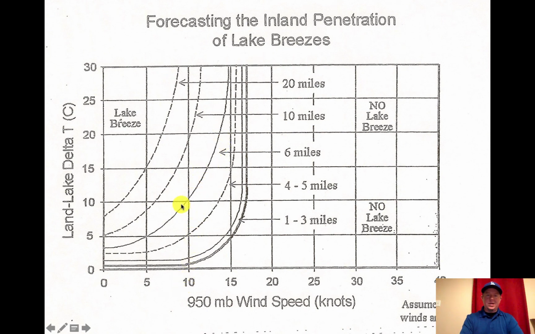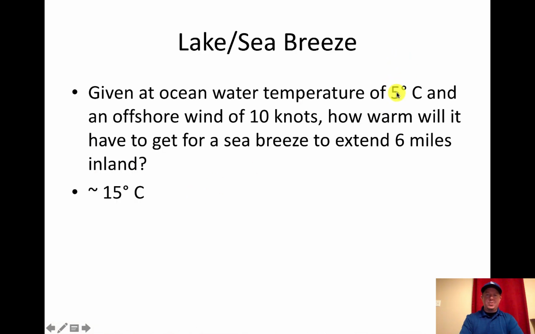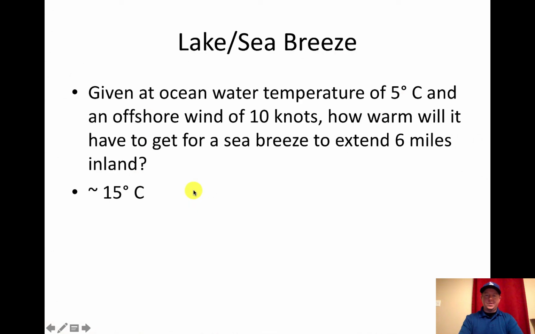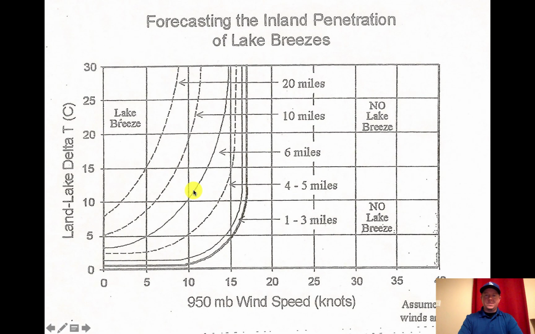So what delta T do you need? Approximately 10, all right? So going back to this, how would you get a delta T of 10? You would want your land to be 15 degrees Celsius. 15 minus 5, and the water's colder, so you can get a sea breeze. 15 minus 5 is 10, with 10. Let's go back again. 10 and 10, 6 miles, all right? So hopefully that makes sense.